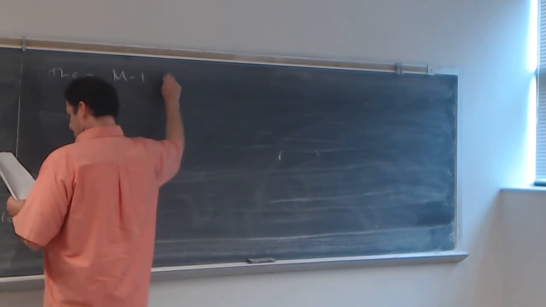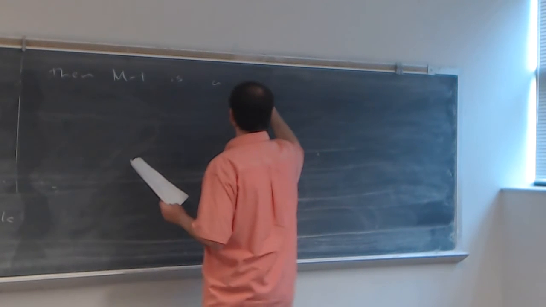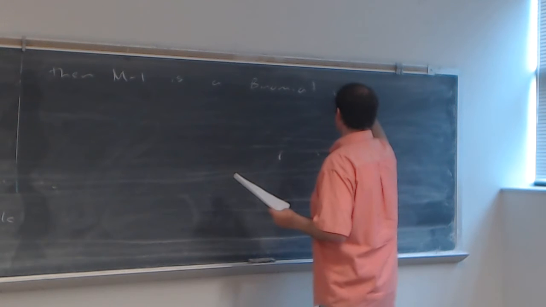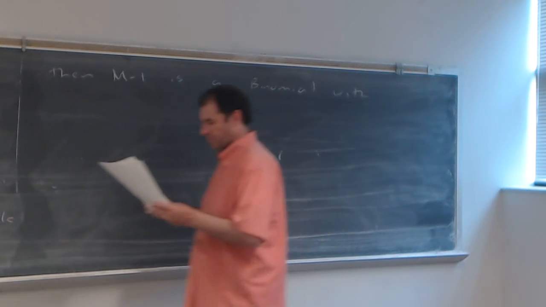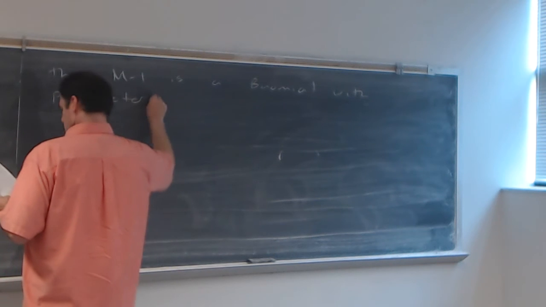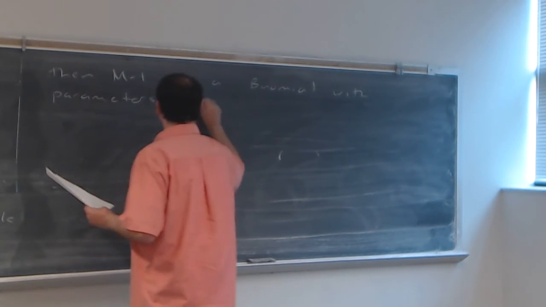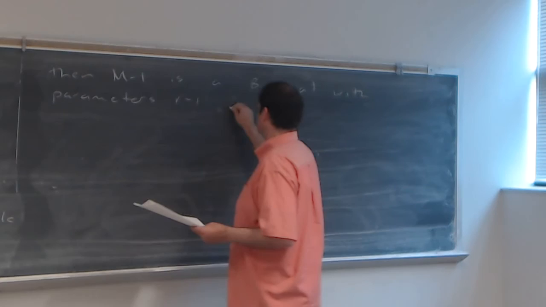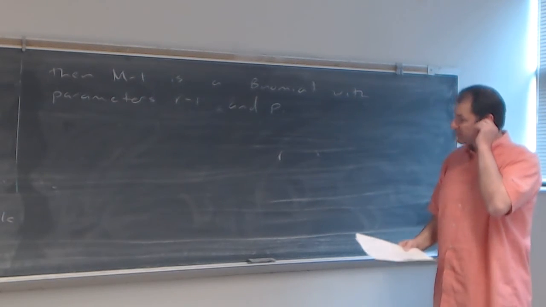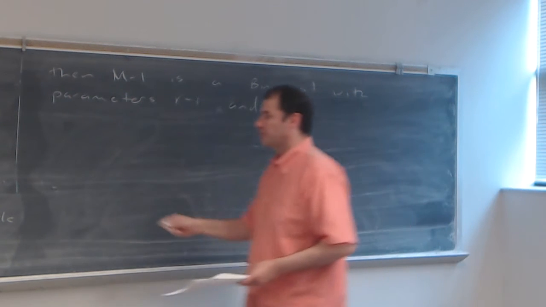M minus 1 is a binomial with parameters R minus 1 and P. So R minus 1 is how many times we're doing this. So let's do the proof.